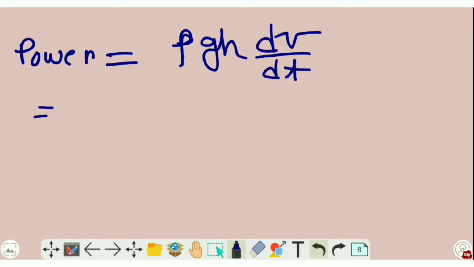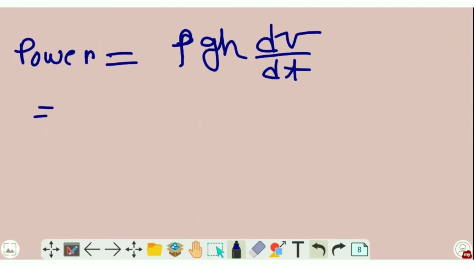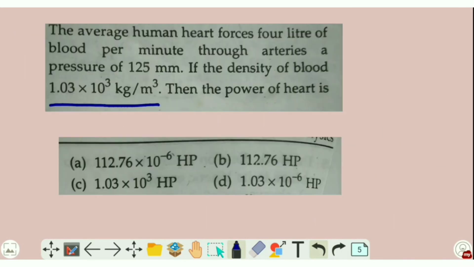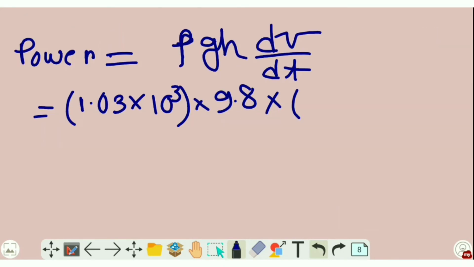Now in our question we are given rho, so put 1.03 into 10 to the power 3, into g. g is the gravitational acceleration, 9.8 meter per second square, into h. H is 125 millimeter, so convert it into meter: 125 into 10 to the power minus 3, into dV.